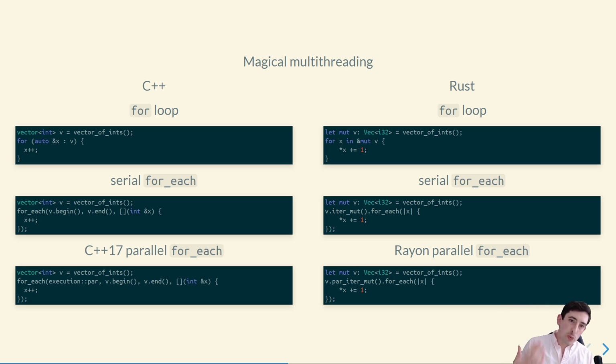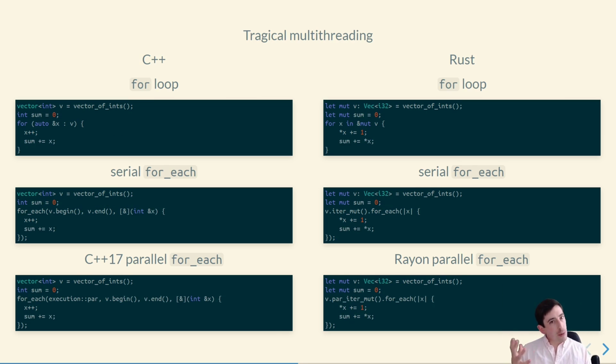Great. But of course, when we try to do multi-threading, we run into trouble with accidental shared mutability. So here in each case, I've just introduced a sum variable. I would like to know the sum of all the elements, and I'm already looping over the container. Why not compute the sum? Well, in the for loop, that's fine. You can totally write this code. In the serial for each, again, totally fine. Our capture clause is saying capture by reference, so this mention of sum here will implicitly capture our reference to the outer variable sum. And this code works just fine.